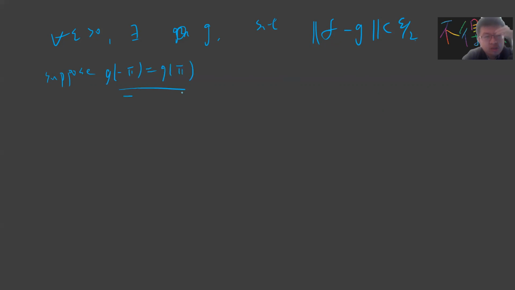For epsilon greater than 0, by the previous lemma, the continuous functions are dense in L2. So there is a continuous function g such that the norm of f minus g is less than or equal to epsilon divided by 2. I can suppose g of negative pi equals g of pi; you can try to modify it, this is not difficult. Then g is extended to be periodic, which is continuous.